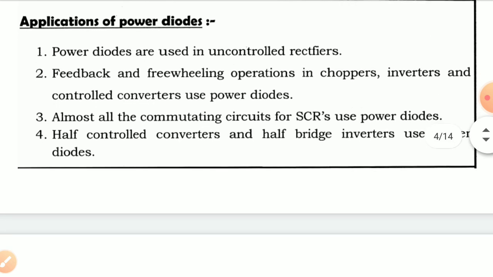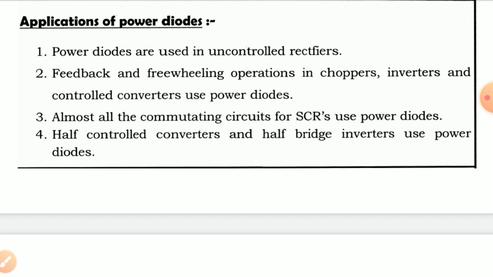For feedback and freewheeling operations in choppers, inverters and controlled rectifiers, you are using the power diodes. They are used as freewheeling diodes. A chopper is nothing but a DC to DC converter. An inverter is a DC to AC converter, and in controlled converters you use the power diodes.